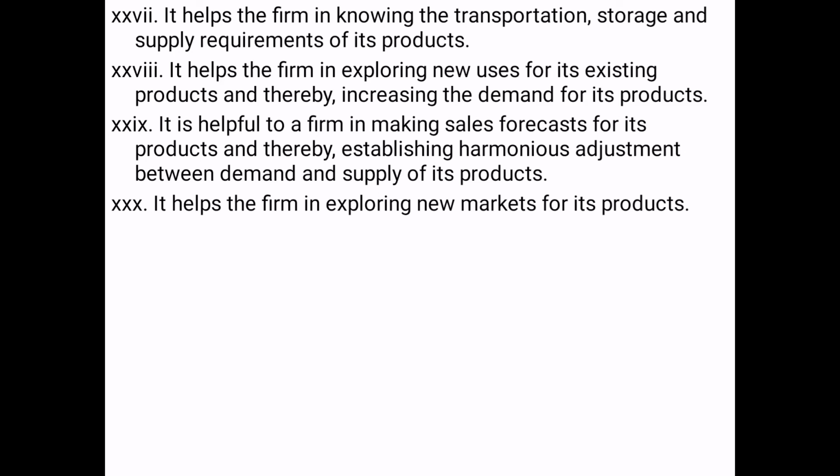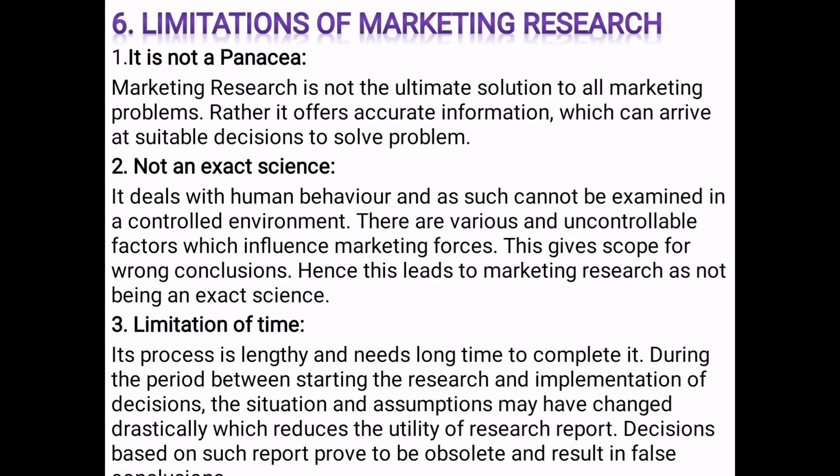And lastly, but it is not the last one, there are also a number of things associated over here. It helps the firm in exploring new markets for its products. So these are the advantages. Let us go with the limitations also. So it is not a panacea.